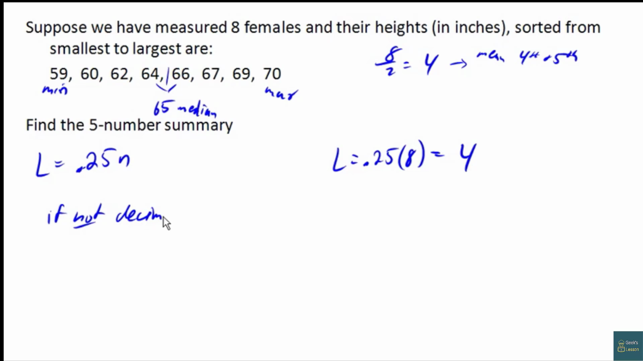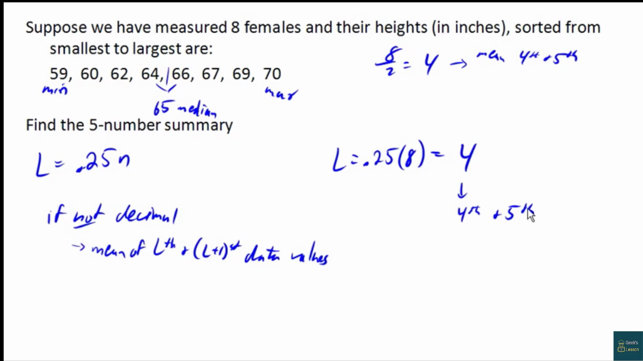then we're going to basically run into the same thing we did with our median, where we're going to find the mean of the Lth and L plus first data values, which is a fancy way of saying, if we come up with 4 here, then we're going to use the 4th and 5th. So this value is going to give me the first one to use, and then we also use the next one in the list. And wow, I did not calculate that right.